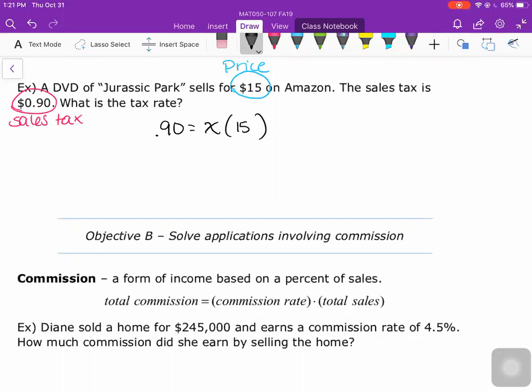And to solve for x, what would we do? Divide both sides by 15. Good. What does x equal? Good, 0.06. Now, what does the question actually ask us to find? Which should be expressed as a percentage.